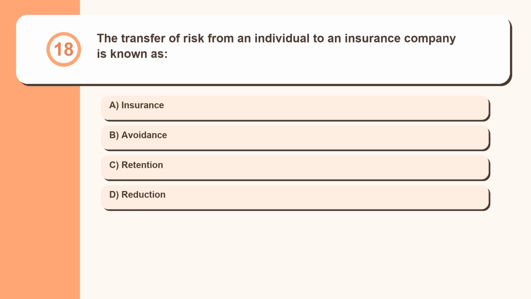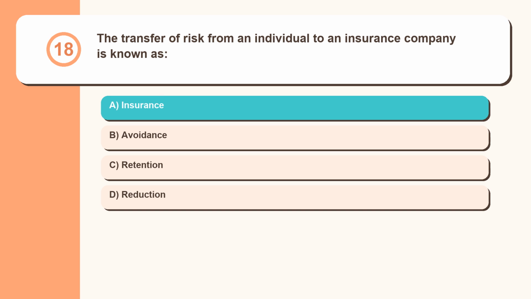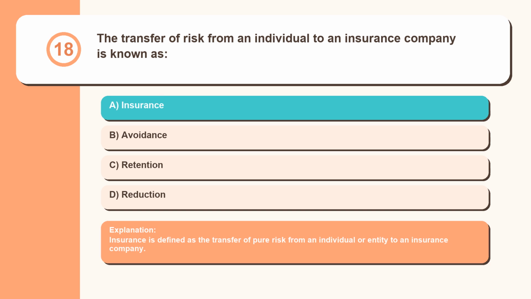Question 18. The transfer of risk from an individual to an insurance company is known as insurance, avoidance, retention, reduction. Insurance is defined as the transfer of pure risk from an individual or entity to an insurance company.